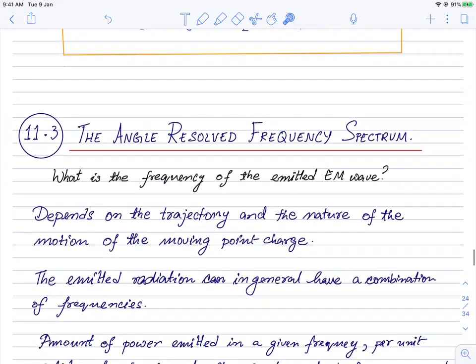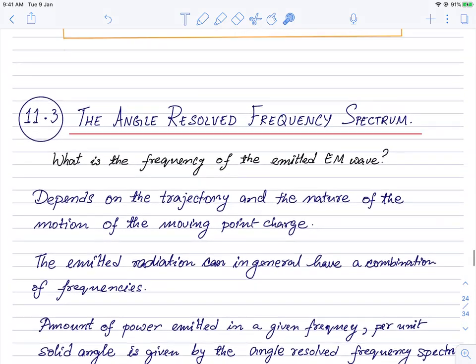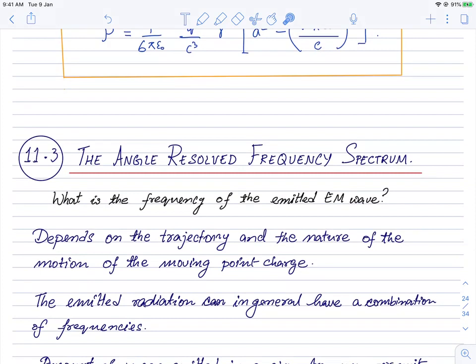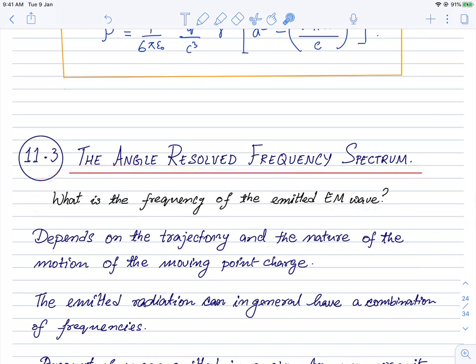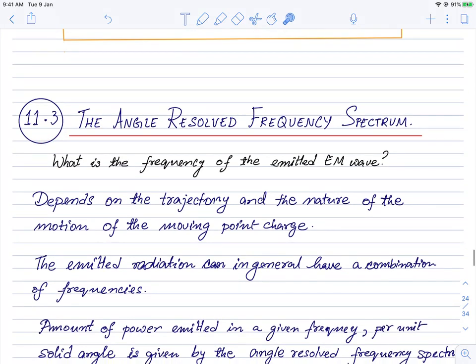So now, before finishing this discussion, let me also finish by asking a question. Let's say this electron is moving and it is emitting power. It is being decelerated, so it is emitting Bremsstrahlung. You can ask what is the frequency of this emitted electromagnetic wave, because that is going to be the color of the wave, right?